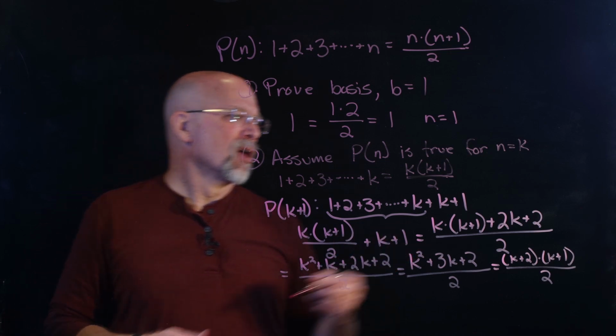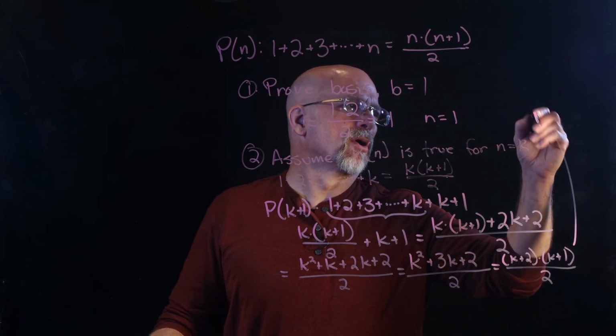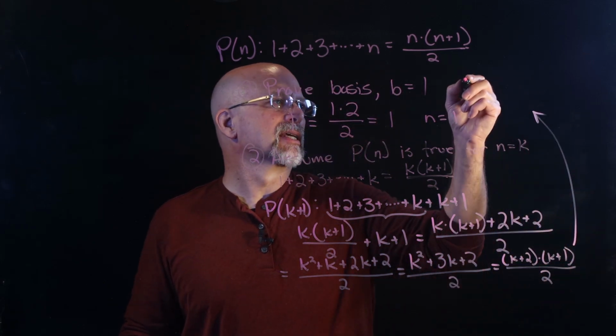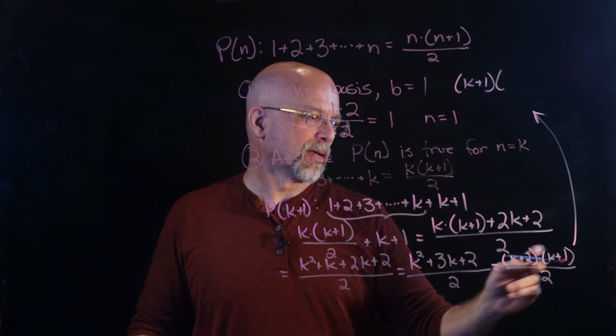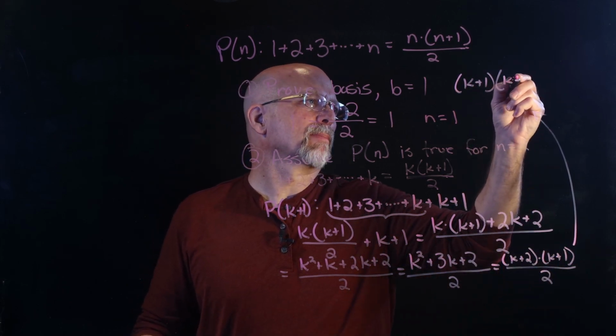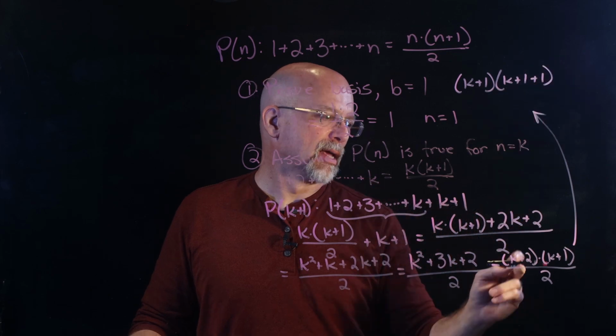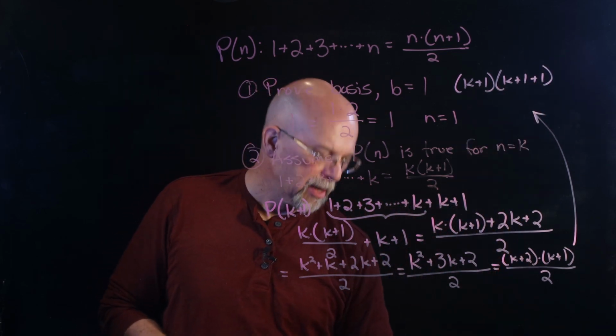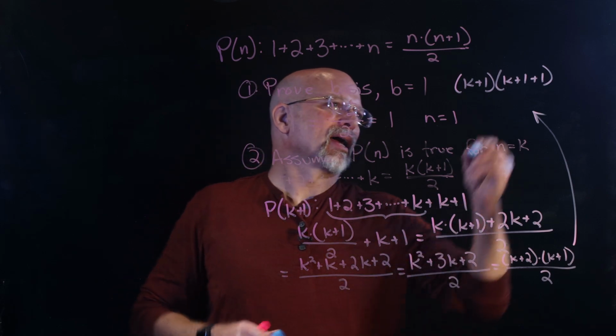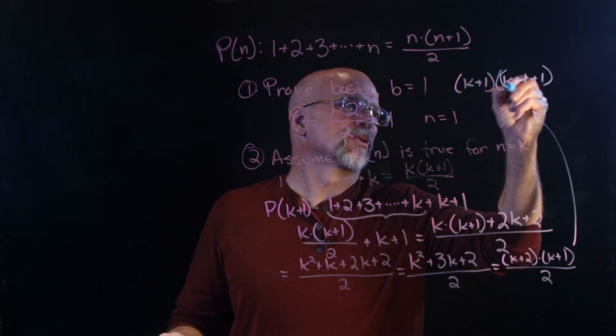Did that finish it? Well, I ran out of room here on the board, but notice that that can be written k plus 1 times k plus 1 plus 1, right? I just take that 2 and turn it into 1 plus 1. How does that help? Well, what happens if I put parentheses around this?